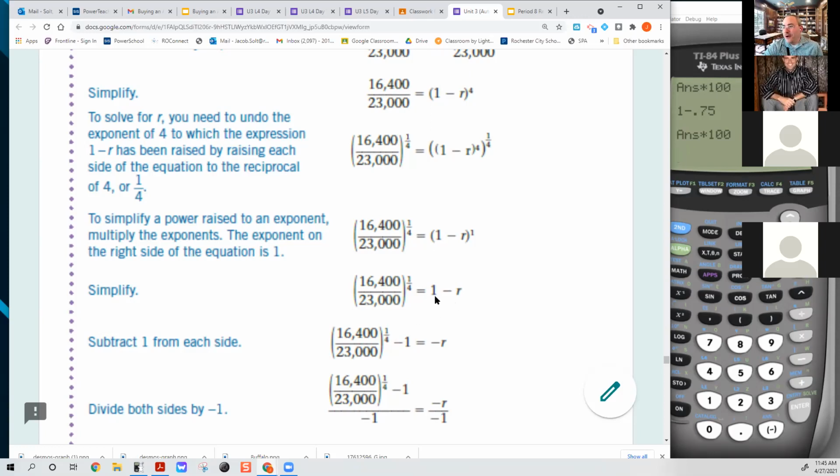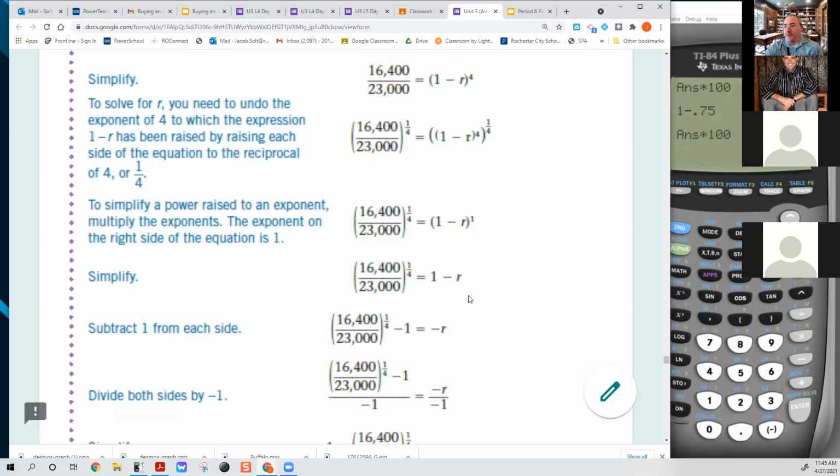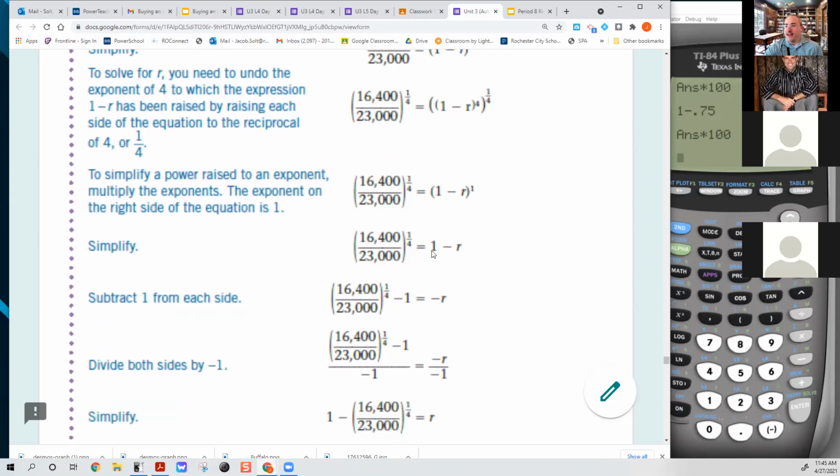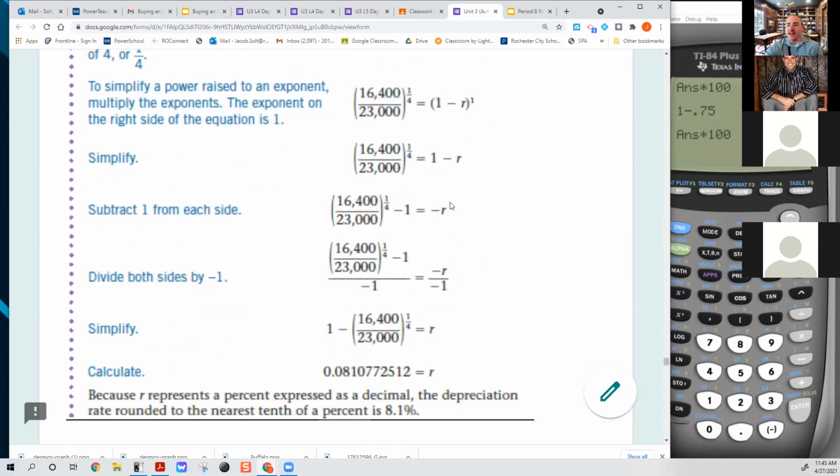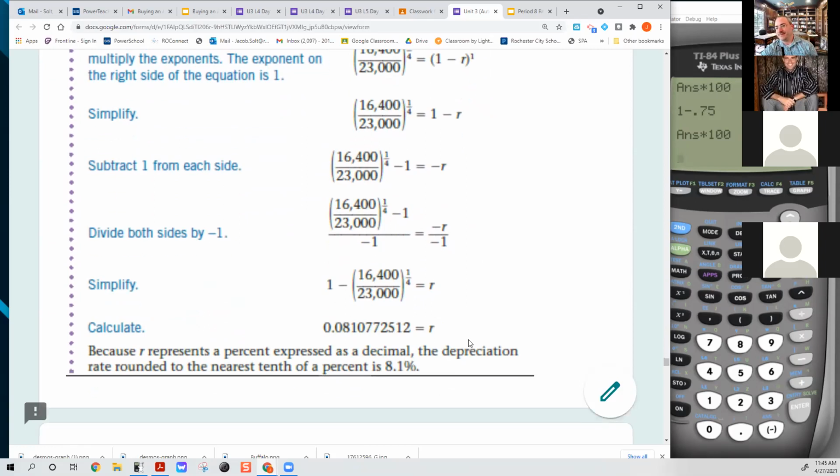All right, so now I have 1 minus R over here. I'm going to subtract the 1, right? Because I got this 1 minus negative R. So I subtract the 1 from both sides, it gets rid of the 1, and now I have negative R left over. I'll divide by -1 on both sides of my equation, and then I have R all by itself, and I can calculate this.